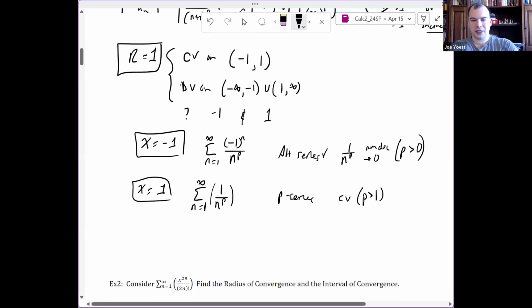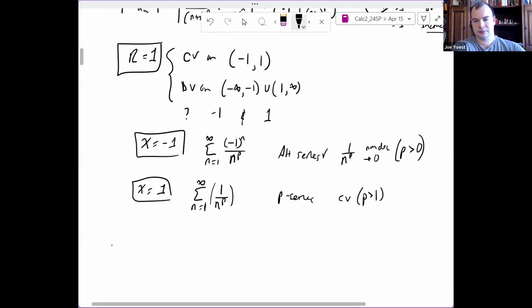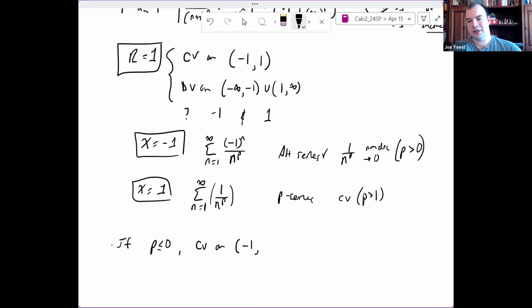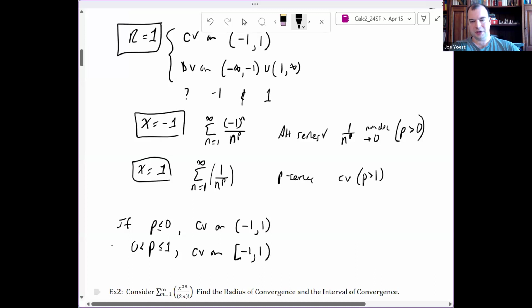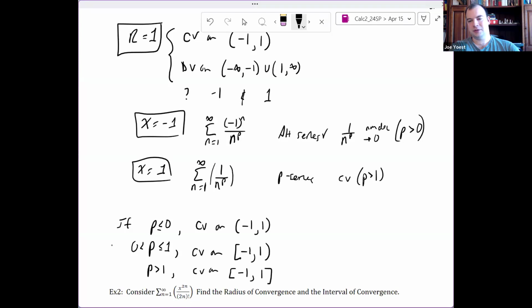We have three different scenarios here. If p is less than or equal to 0, we converge on the open interval minus 1 to 1, and that's it. If p is bigger than 0 but less than or equal to 1, we converge at the left endpoint, but not at the right endpoint. And if p is bigger than 1, we converge on the closed interval minus 1 to 1.